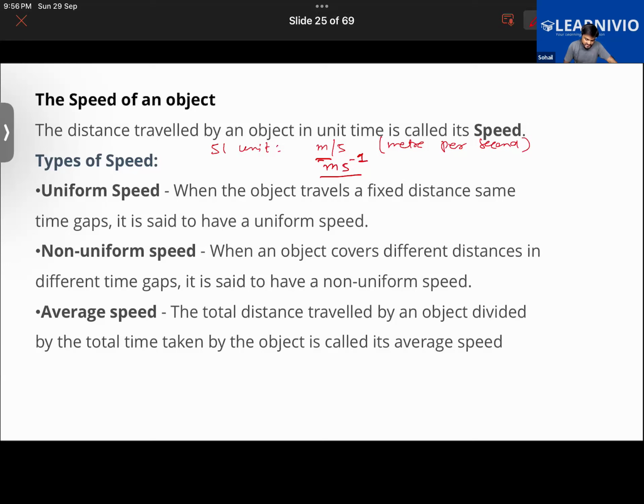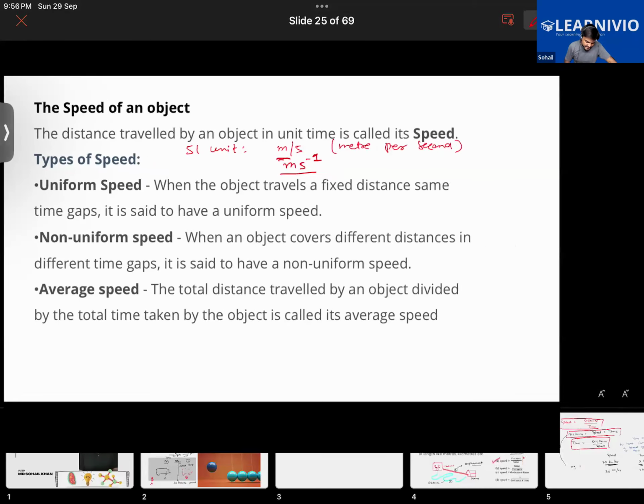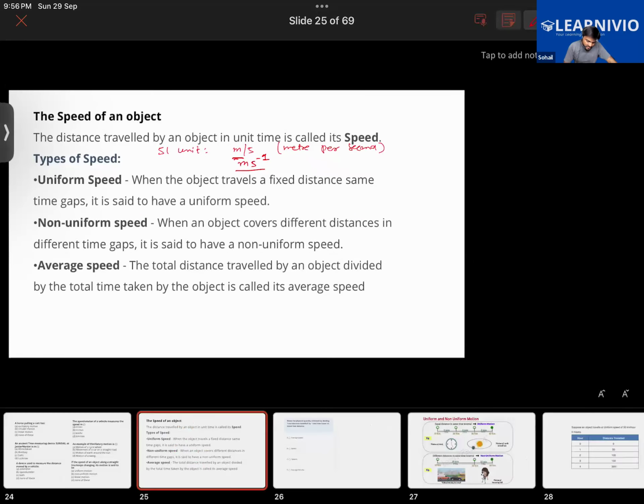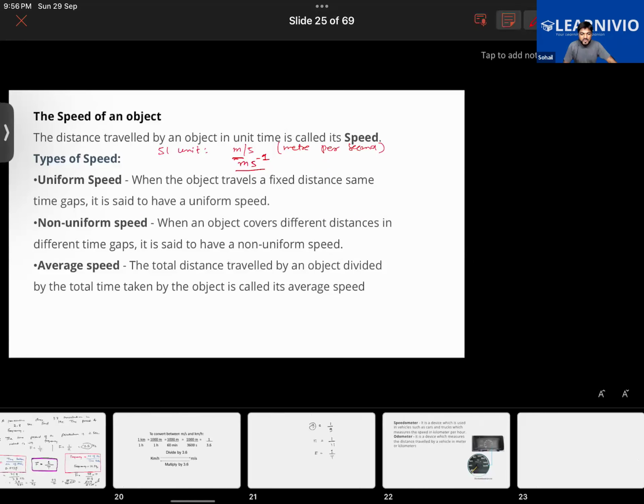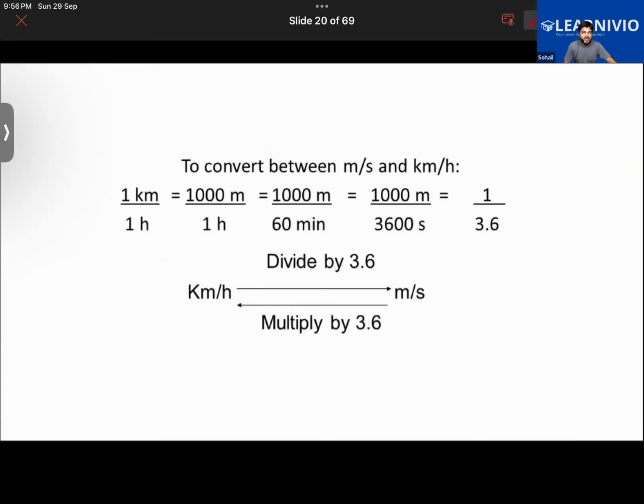Another important thing, as I said to you guys, after our discussion about speed is over, we'll be learning how to convert from meter per second to kilometer per hour or vice versa. Let's understand what we have to do if you have to convert from kilometer per hour to meter per second. Let's do the first one.